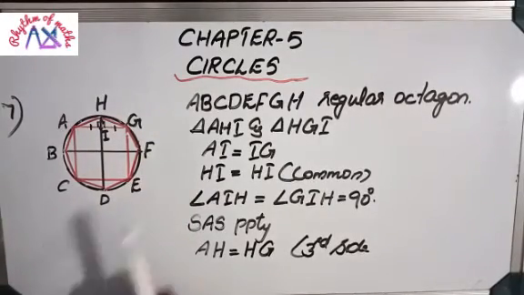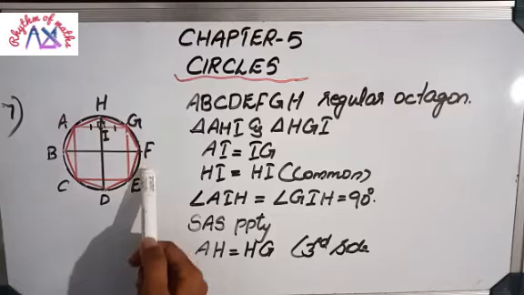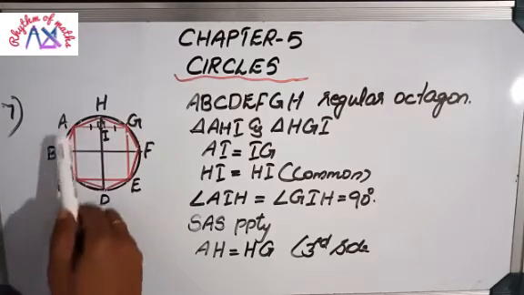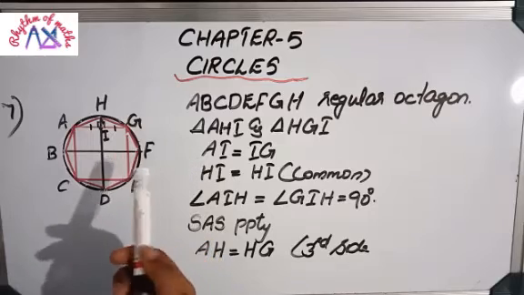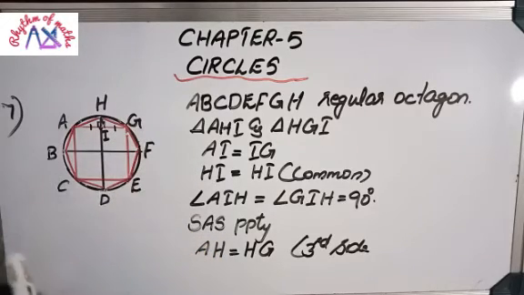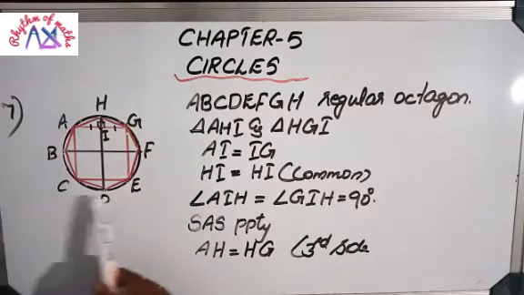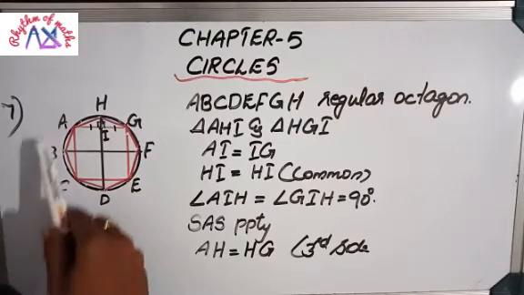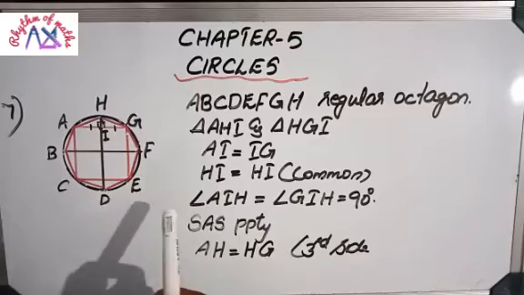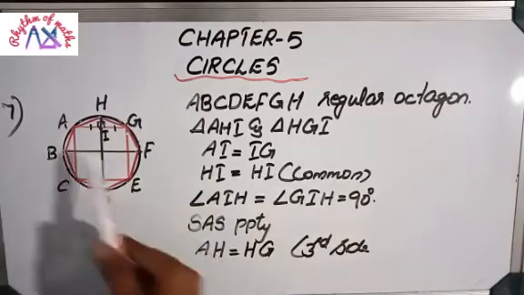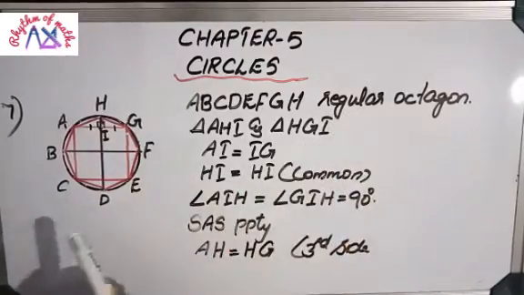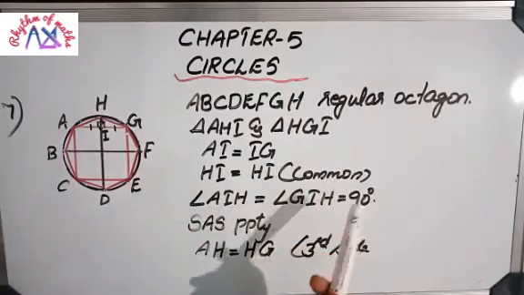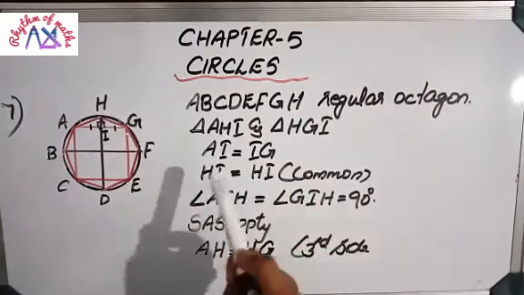Similarly, we can prove that GF and FE are equal. The same triangle here also we are considering. All these four small triangles are the same. That means GF and FE we can say equal, DE and CD equal, BC and AB equal. That means all the sides are equal. So all the sides equal means what? This one is a regular octagon.